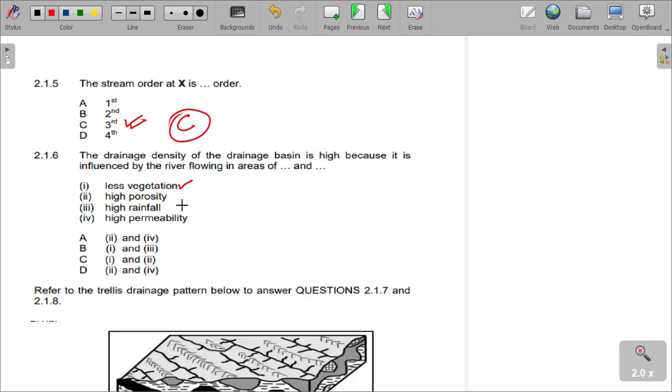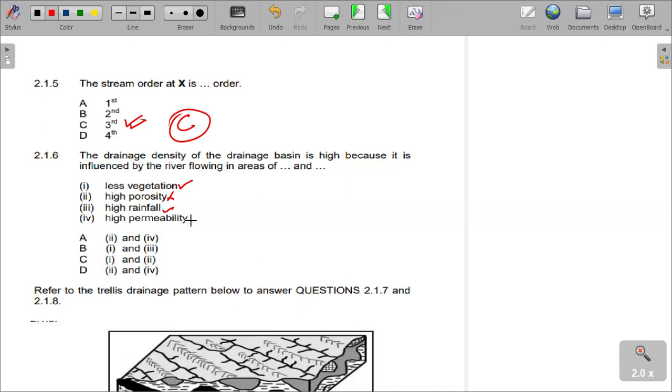And then we are saying there is also high porosity. Porosity is about the pore spaces which would allow the water to infiltrate. So this one cannot cause high drainage density. And then high rainfall, as I've said, high rainfall can also cause runoff, as to say that more water is raining and then the water is not able to sink or infiltrate into the ground. Hence, it can cause high drainage density.